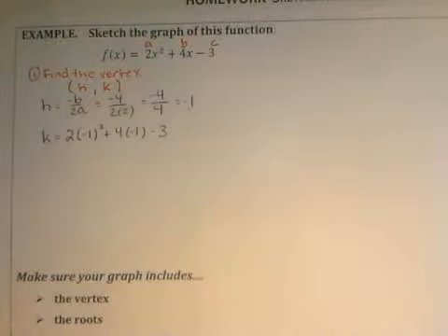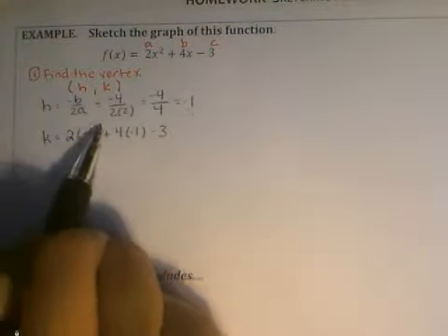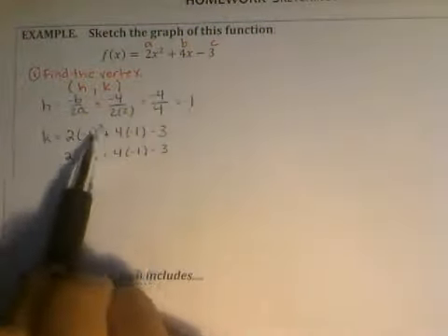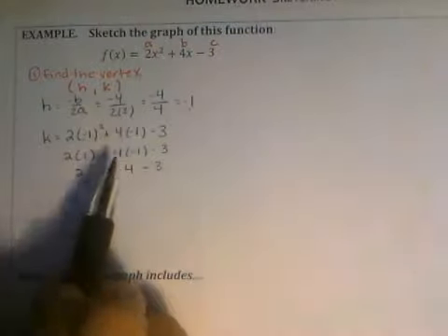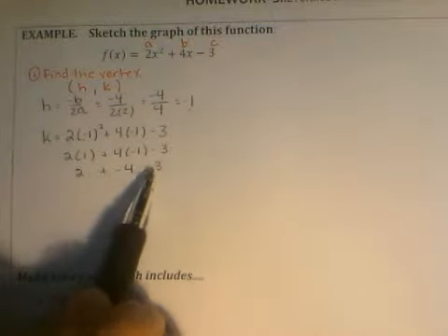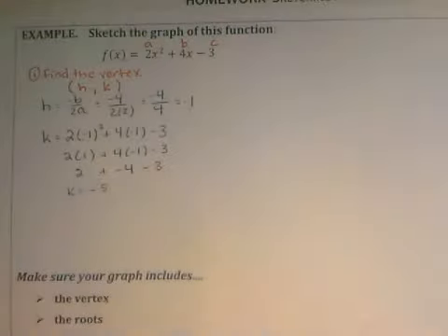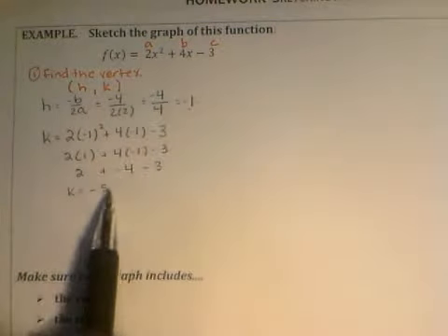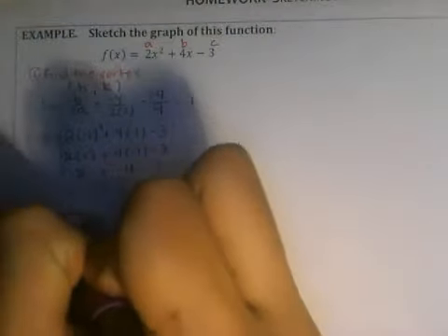And following order of operations, I would square this first so that it becomes positive 1. And then after you deal with exponents, we multiply next. And this negative 4 means what we're really doing is subtracting. 2 minus 4, which is negative 2, minus 3 becomes negative 5. And that's my k value. So having found h and k, I now know what the vertex is. It's this point.